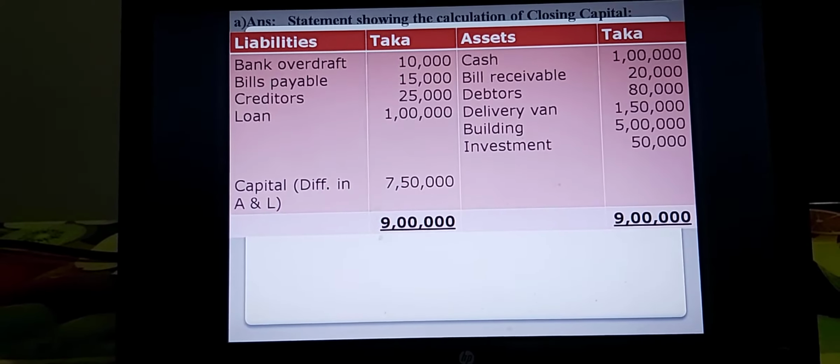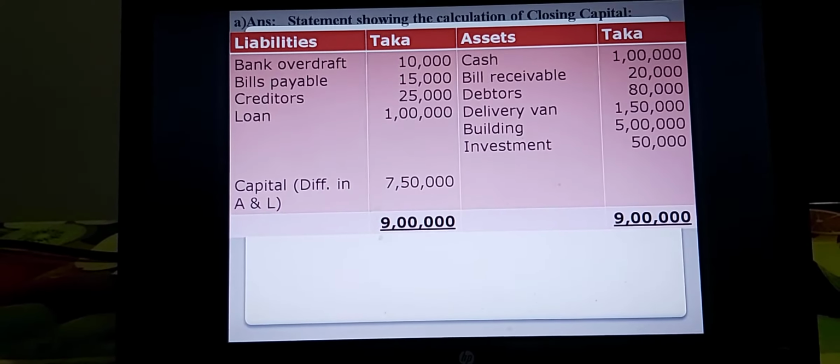Opening capital is available in the stem on 4th January. That is the amount of opening capital. We can take it from the stem. And on the right side, the closing amount of capital is 7,50,000. We just solved it in requirement A, 7,50,000 on the right side.